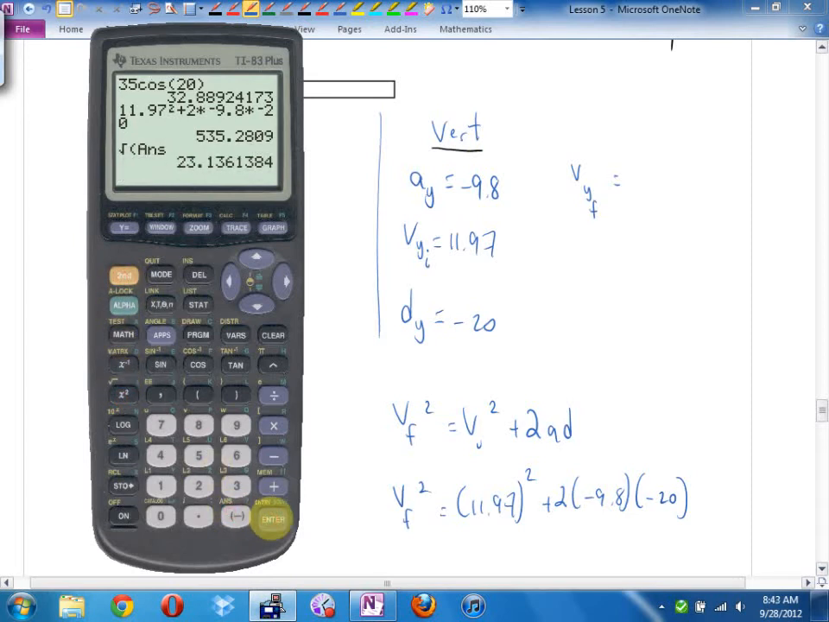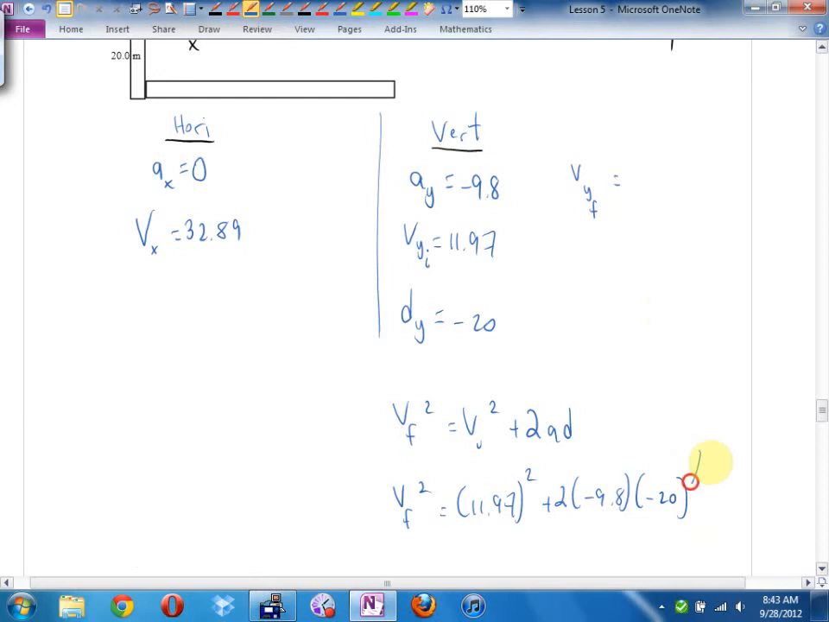What's the answer? I'll give you a hint. It's not 23.14. Negative 23.14. Gabby, how's that help? Well, now I have 4 things under the vertical column. Now I can find time a lot easier.